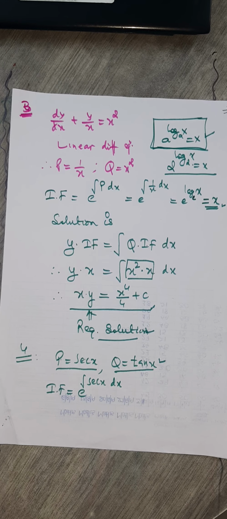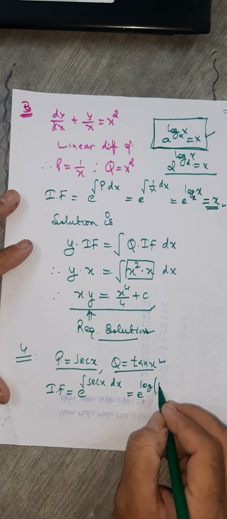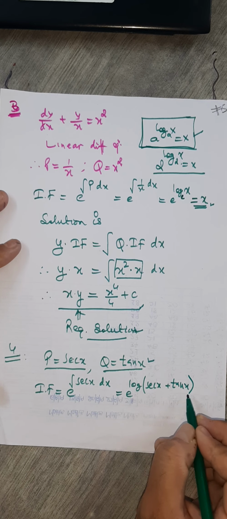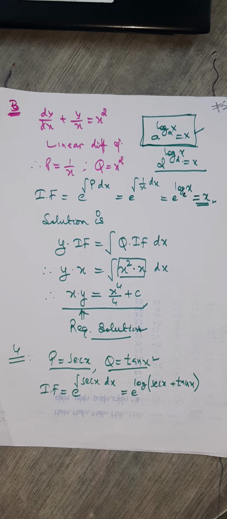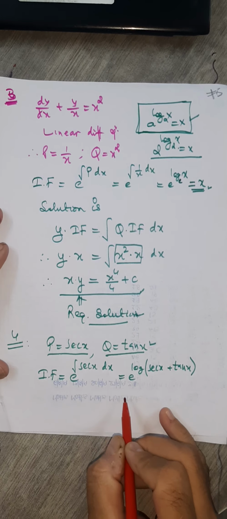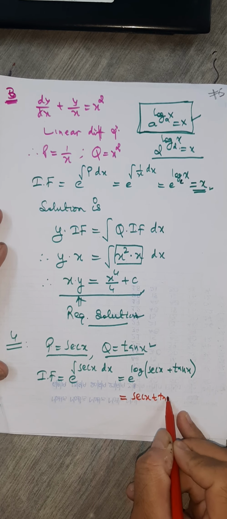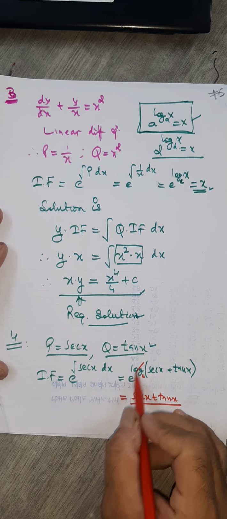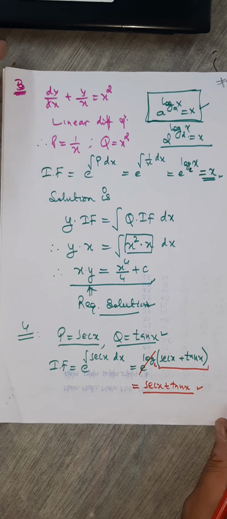Sec x and cosec x. What's the integral of sec x? You know it is log of mod of sec x plus tan x. I'm ignoring the mod here. So if I use that property, you will get just sec x plus tan x. That e raised to log to the base e will get cancelled and you are left with just this one, as I've used in the previous case.